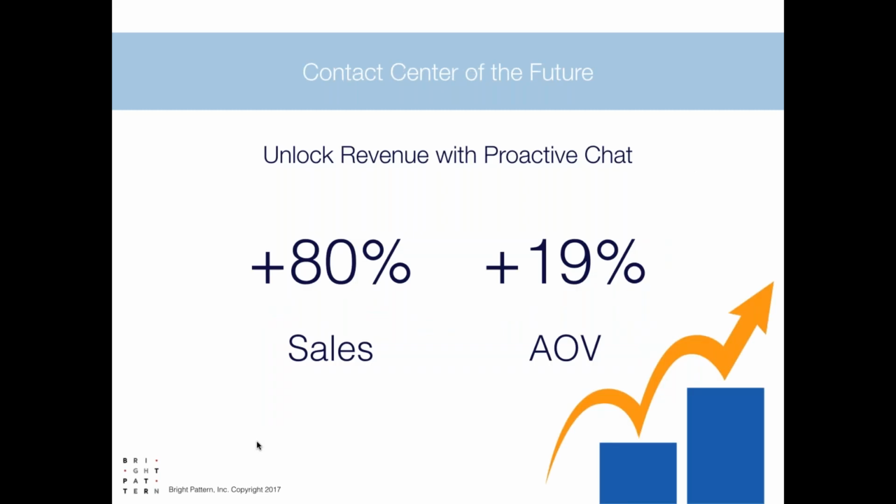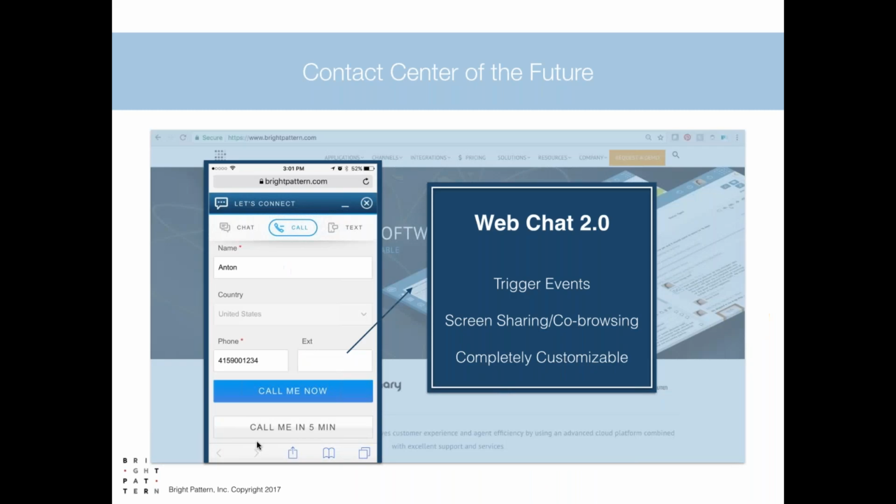And the feature that I think is the most interesting, that I like the best, is our updated web chat, and it's because it includes proactive chat functionality. It seems like a futuristic feature to me, which is why I like it. And there has been a lot of talk about proactive chat lately and how it does increase sales by over 80% and also increases average offer value by 19%.